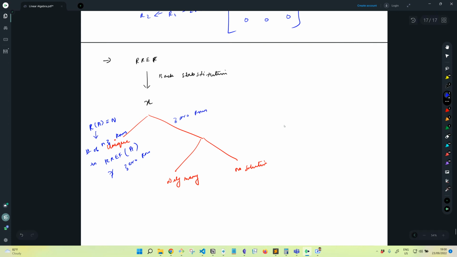If there exist zero rows, then we know that the system admits either infinitely many solutions or no solution. When will it admit infinitely many solutions? When rank of A equals rank of the augmented matrix A comma B. It will admit no solution when rank of A is not equal to rank of A comma B. And further we saw that one inequality always holds: rank of A comma B is always greater than or equal to rank of A.